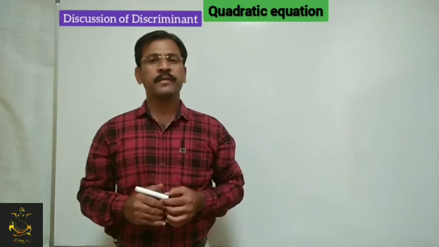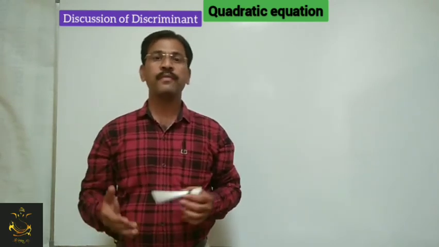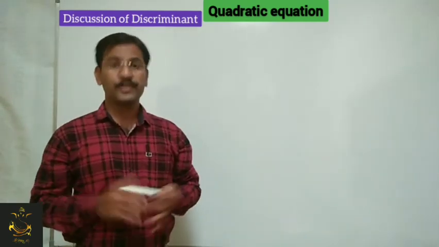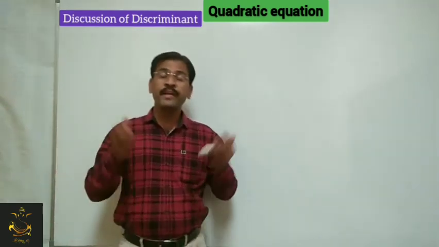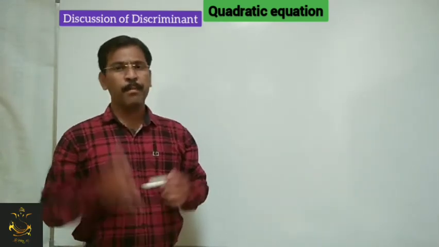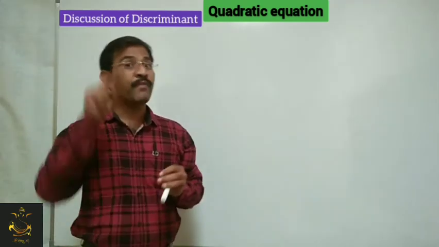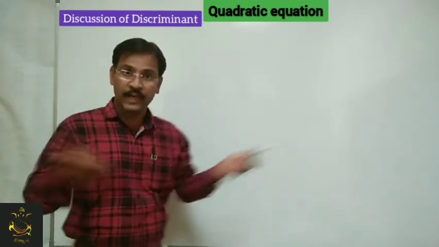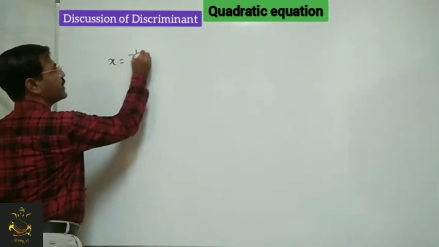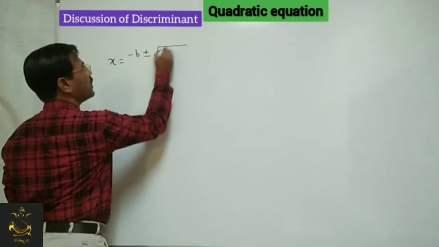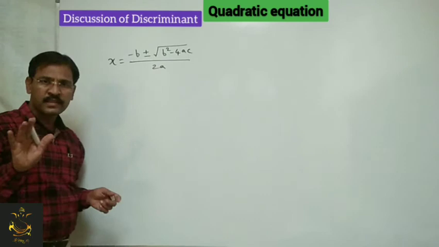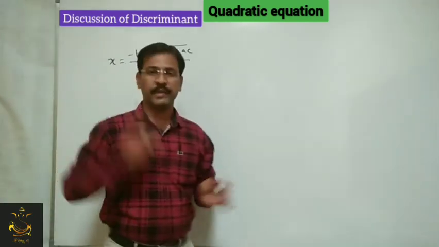Today we are going to take the next part of quadratic equations. That is very important. In the last lecture we discussed the roots of a quadratic equation by using the formula method, and that formula you know. X is equal to minus b plus or minus under root b square minus 4ac upon 2a. We discussed this in the last period.